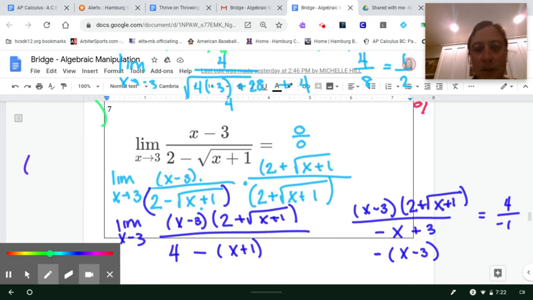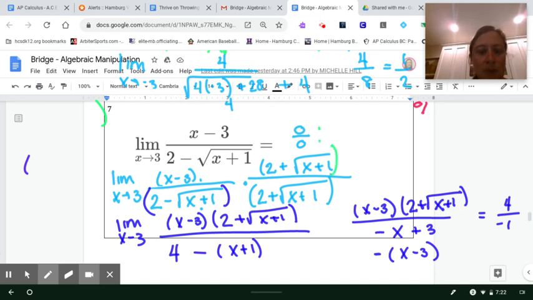I did get indeterminate 0 over 0. So I'm multiplying by the conjugate of the radical. So I did the 2 plus the radical x plus 1 to the top and bottom. Notice on the top, on the numerator here, they don't both have radicals. I'm just writing them down. The bottom I noticed is the place where you could make a mistake.